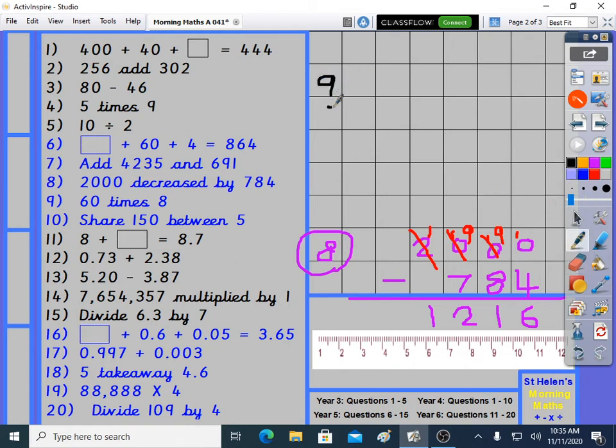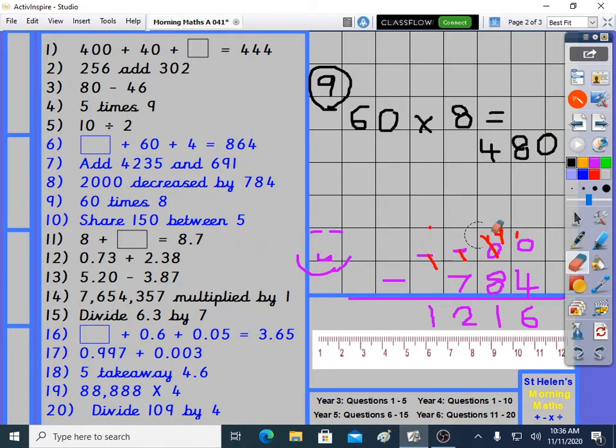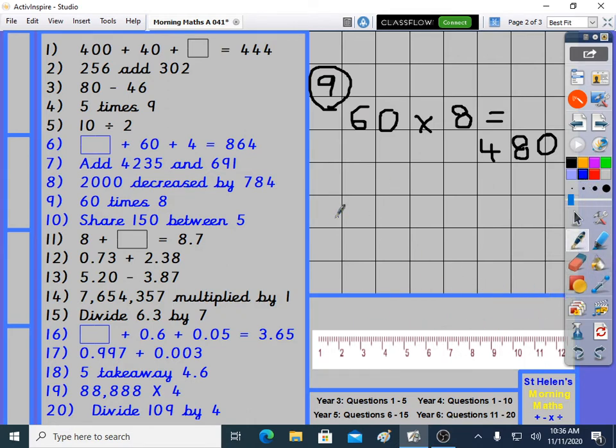Question 9. 60 times 8. This is 6 times 8 in disguise, isn't it? 6 times 8. I'll sing my 6's 8 times. 6 and 12, 18 and 24, then 30, 36 and 42, 48. I got 48, but this question is not 6 times 8 is 48. It's 60 times 8. 1 0 to be placed in the answer. 60 times 8 is 480. I really do think they are my favourite questions at the moment. Times tables in disguise.